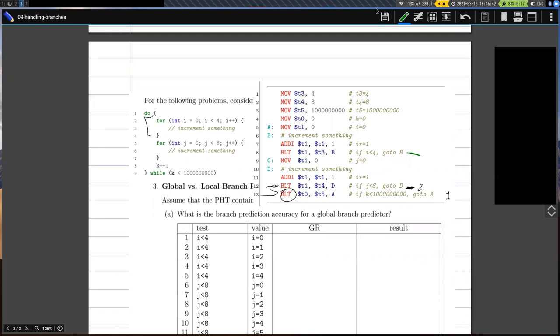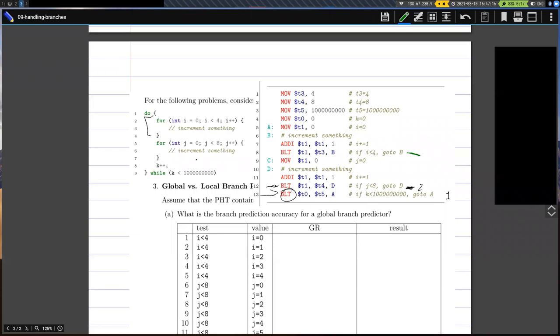Does it matter what the initial state is? Yeah, it's not going to really matter because we're considering steady state, and there's enough iterations in all of our loops that we're going to get to the strongly taken state by the end of the loop. So we aren't going to have any problems with where it starts out.